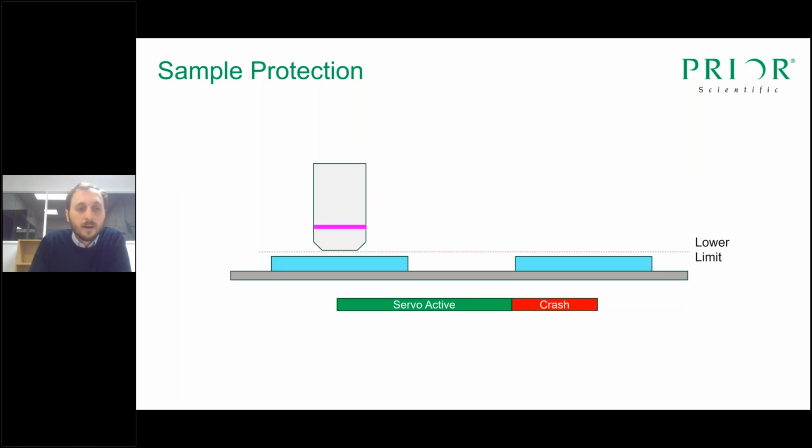This can help when moving between adjacent samples as well. If you don't have a protection like this, you can drop into a void between two adjacent samples and thus not be able to recover your focus position when you try to image the second one. Whereas if you've got your servo limit function turned on, you can stop the objective dropping into the void between the two objects and thus recapture focus on the second one once the objective approaches it.